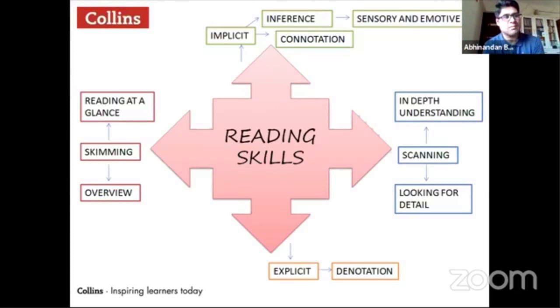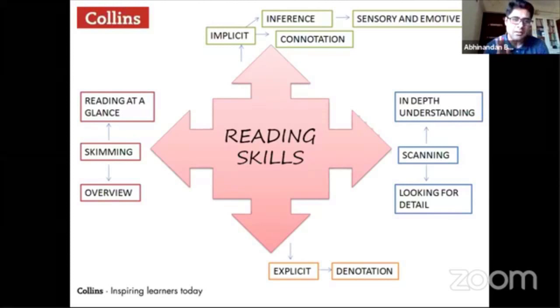And with implicit meaning, we definitely understand what connotation is. Explicit meaning is the literal meaning, the dictionary meaning, the denotation. Implicit meaning means when you read between the lines and try to unravel and figure out what the inference is. What can you infer? What are the sensory and the emotive languages that the writer tries to connect or establish in the particular text?